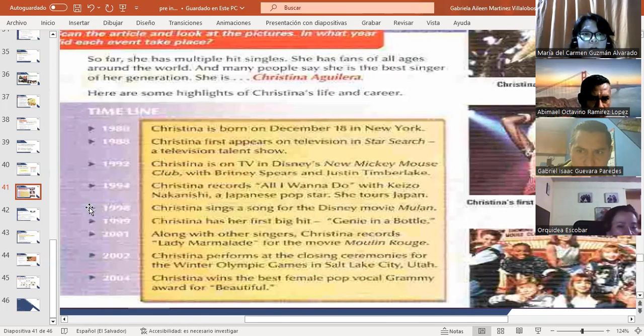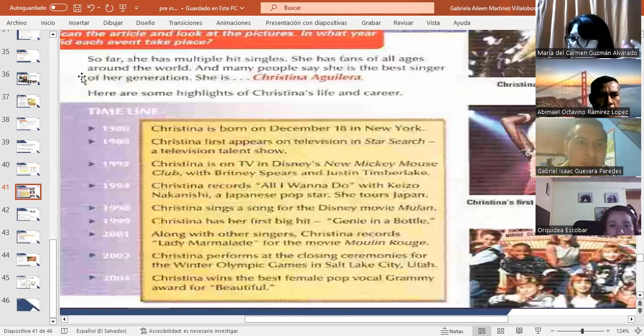Okay, now we have Gary. I want you to read the first one. So far, she has multiple hit singles. She has fans of all ages around the world. And many people say she is the best singer of her generation. She is Christina Aguilera. Here are some highlights of Christina's life and career.